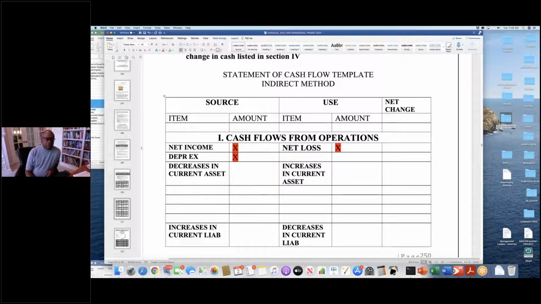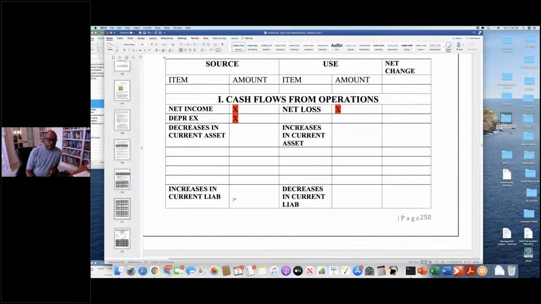Net income is a source, net loss is a use. Depreciation is always a source. If there's a decrease in a current asset, it's a source. If it's an increase, it's a use. If the current liabilities increase, they're a source. If they decrease, they're a use.